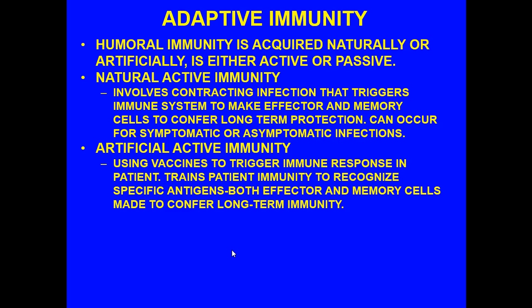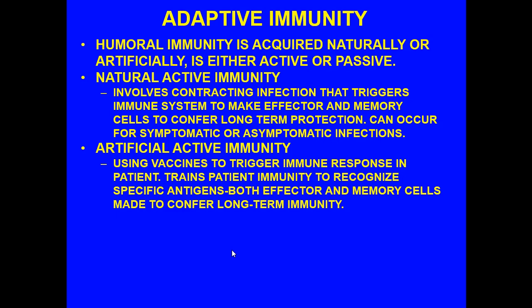Naturally active immunity involves contracting the infection that triggers the immune system to make effector and memory cells to confer long-term protection. It can occur for symptomatic or asymptomatic infections. There are some people that never really get a lot of symptoms, but they are carriers of the infection, do eventually throw it off, and they have natural active immunity.